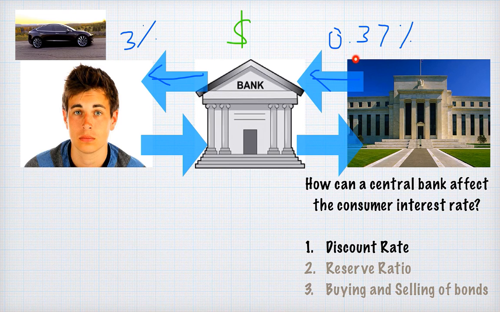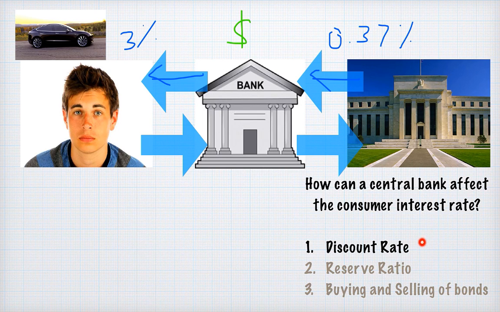If this goes from 0.37 up to 2%, that also means the number over here goes from 3% to something higher, like 7%. The higher the interest rate is, the less the supply of money. Consumers aren't going to want to buy products or use their money to take out loans. So one way that the Federal Reserve or central banks can affect the interest rate in the economy is through the discount rate.